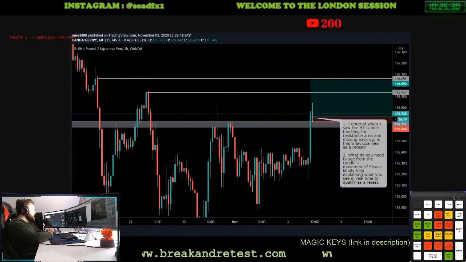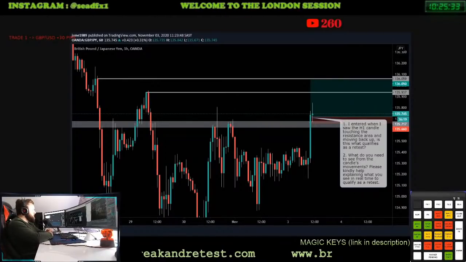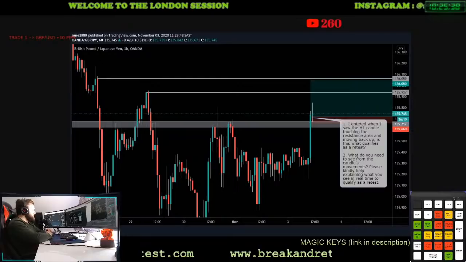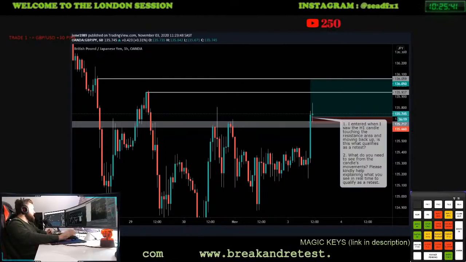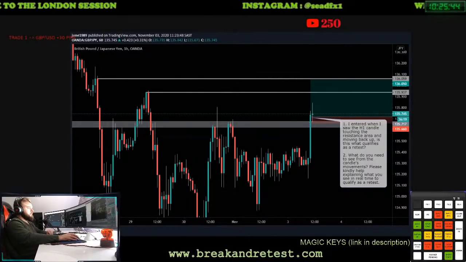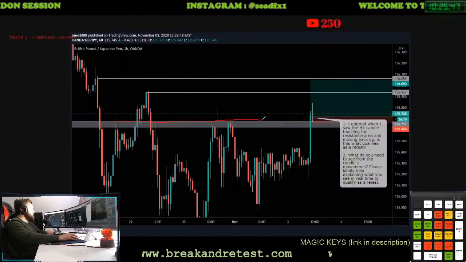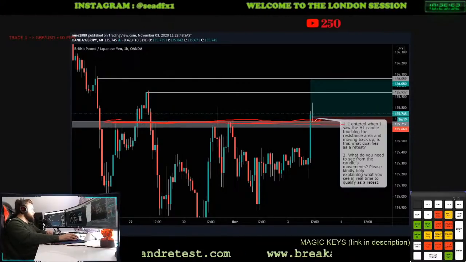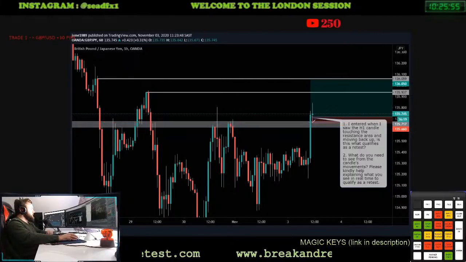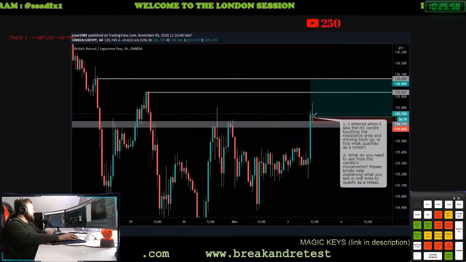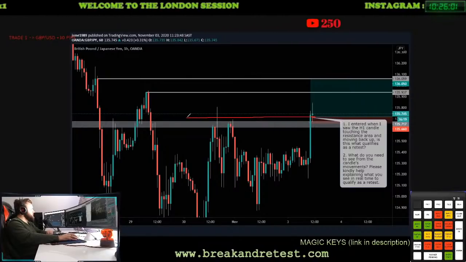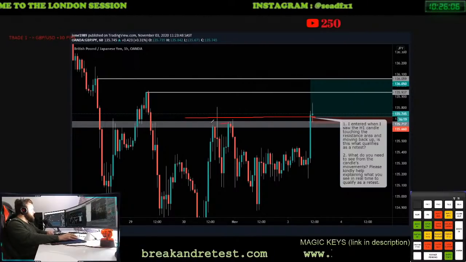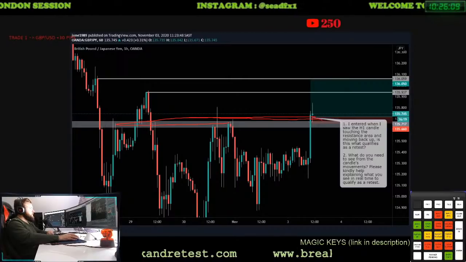I entered when I saw the 1 hour candle touching the resistance area and moving back up. That's all. It just entered too early, I think. So your entry should have been at least when this touched, or where candles closed, or in a small range. Where did you enter? You entered right here, which is, I think, too early. The support is right down here, so your entry should have been around here.